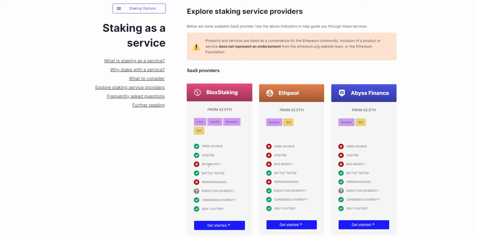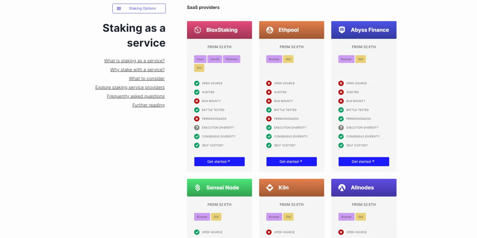When looking for a provider, there are some key factors that you need to consider, such as whether their code is open source and if they've undergone an audit. If the provider hasn't done this, then by choosing them, you would be introducing a level of trust and risk that could easily be avoided. Make sure to do your own research and choose wisely.